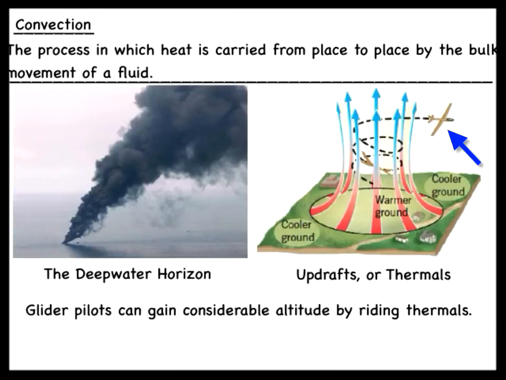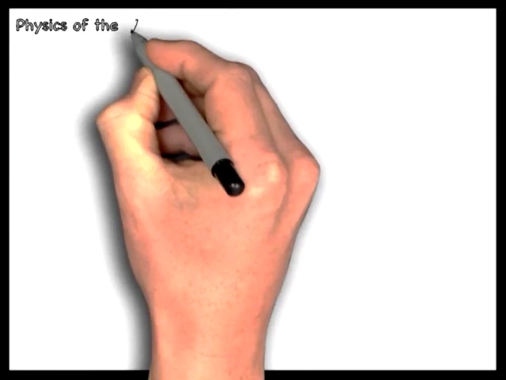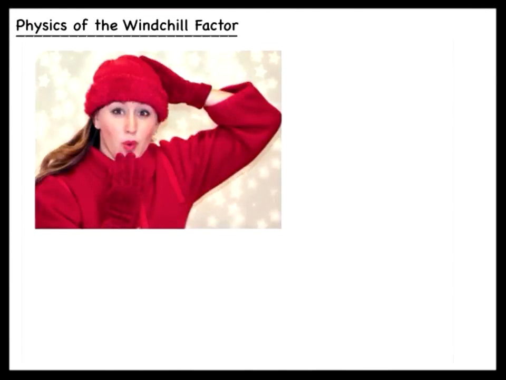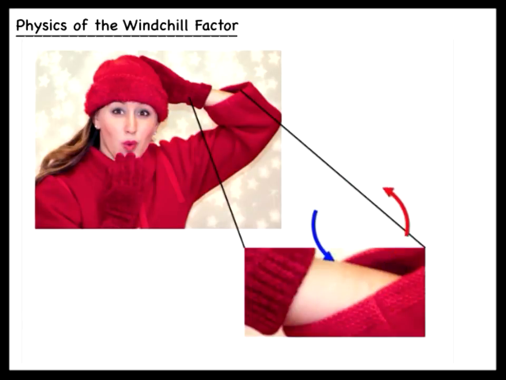As a final example of convection, consider the wind chill factor, which is often mentioned in weather reports. The wind mixes the cold ambient air with the warm air near the surface of your skin. This forced convection removes heat from the exposed body surfaces, thereby making you feel colder than you would if there were no wind.